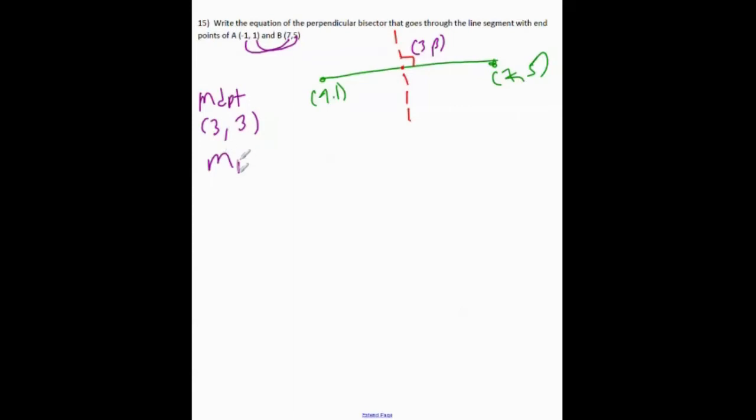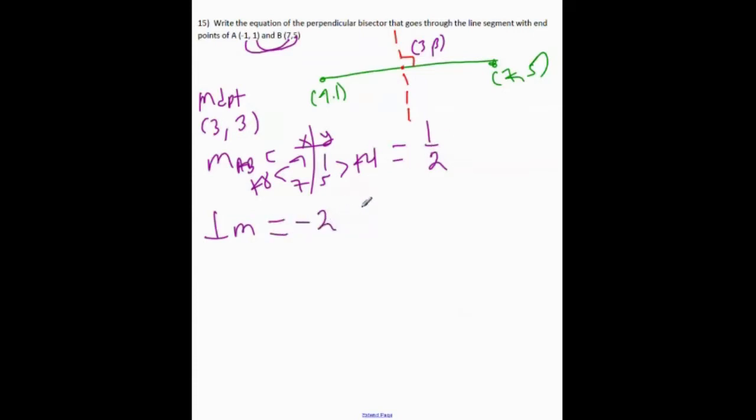Now my slope of AB, I'll use a t-chart. And I'm going to write negative 1, 1 and 7, 5. So that is basically a plus 4. And from negative 1 to 7 is a plus 8. 4 over 8, my delta y over my delta x, is 1/2. So my slope is equal to 1/2. So my perpendicular slope is going to be the opposite reciprocal. So I flip it and change the sign. That is equal to negative 2.